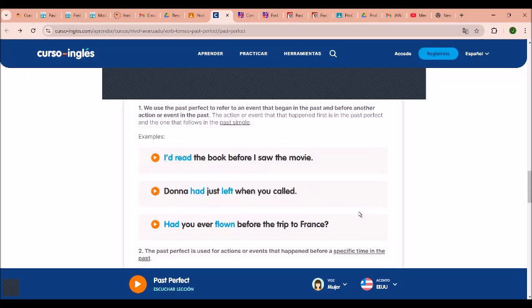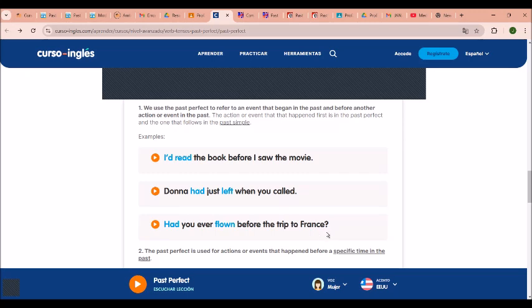Examples: I had read the book before I saw the movie. Dana had just left when you called. Had you ever flown before the trip to France?